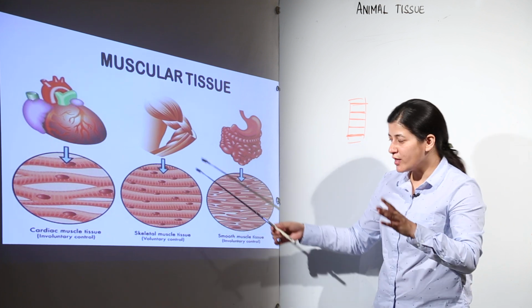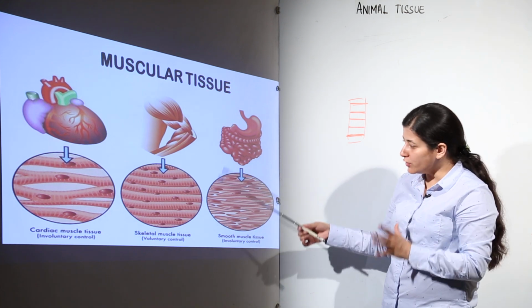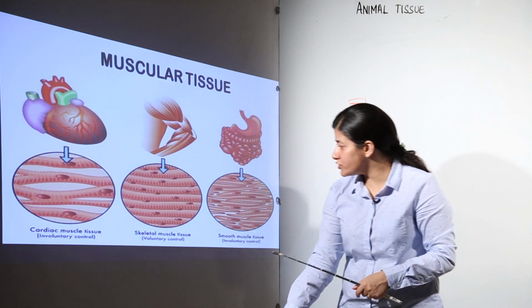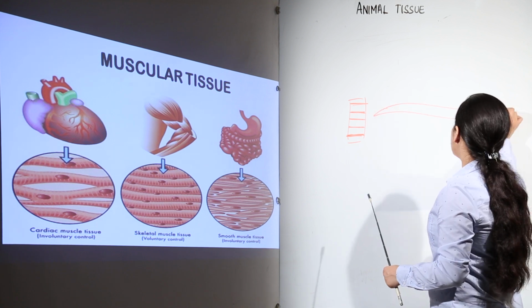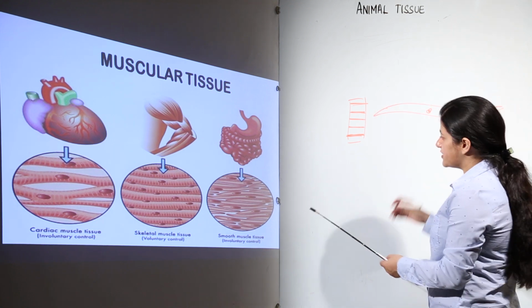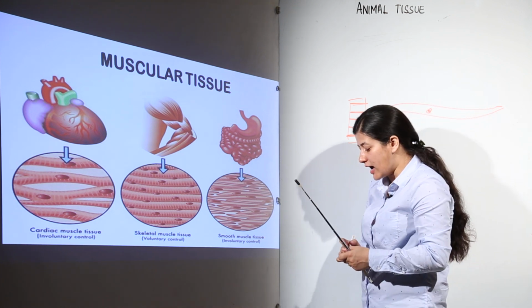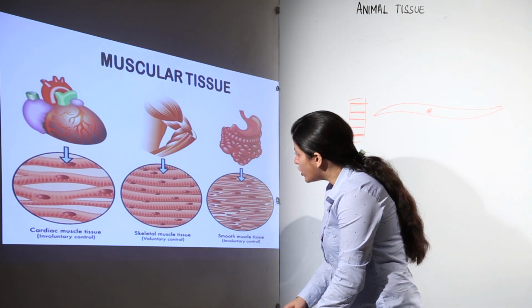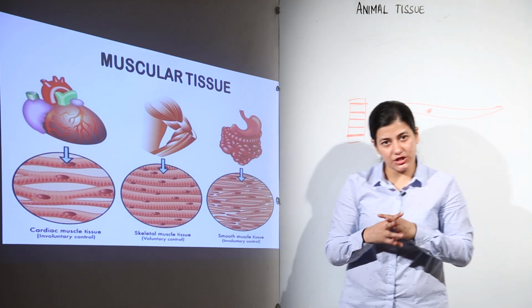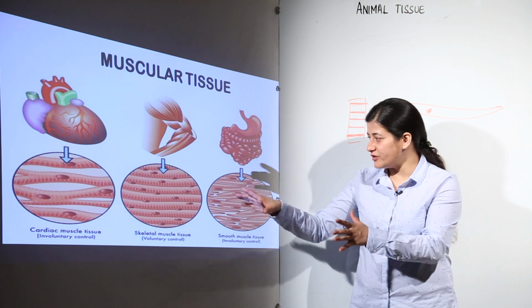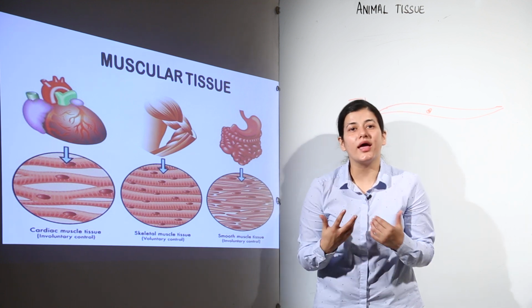In the case of smooth muscle tissue, we don't find striations, we don't find myofibrils long enough. What we find is spindle-shaped cells like this, pointed at both ends. There would be one nucleus per cell, as you can see over here, and they are not under voluntary control. So this is all about the muscular tissue that we have to understand, the different types of muscular tissues and where they are located.